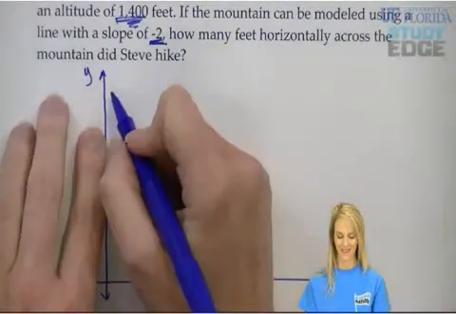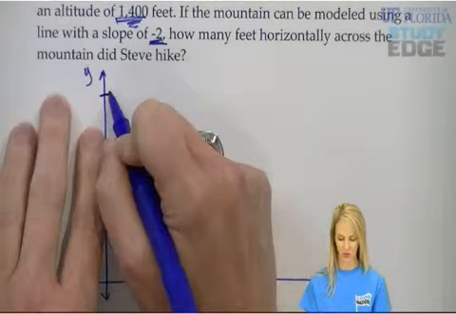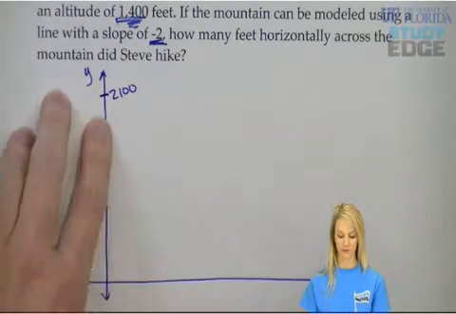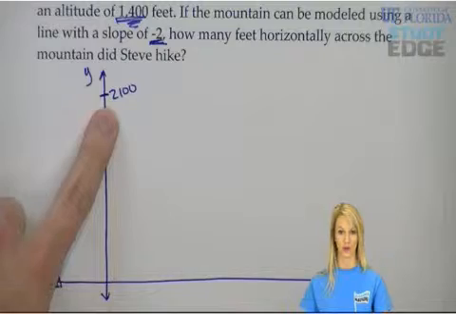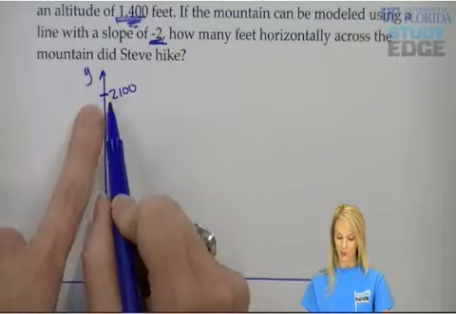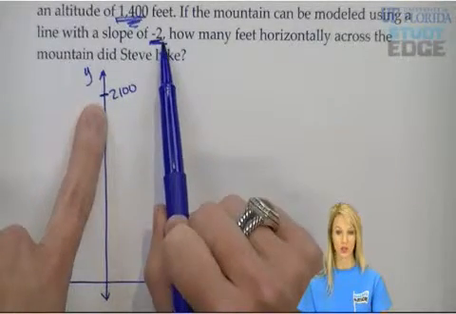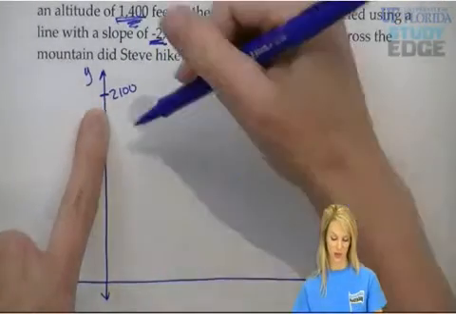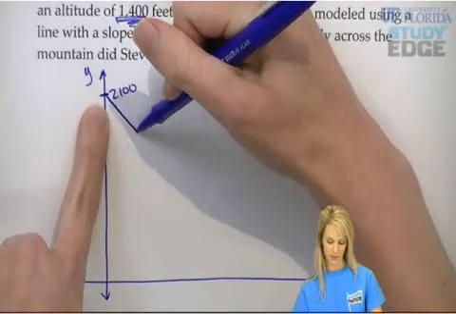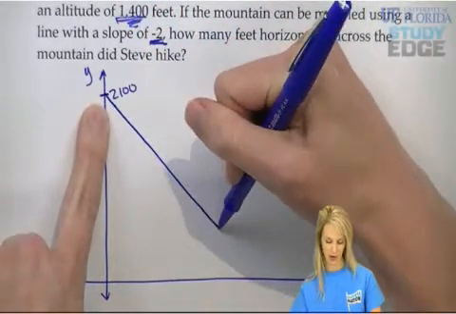So we started at an altitude of 2,100 feet. Well, we know he's hiking, and he's going down the mountain, and the slope of it is -2. So a negative slope means we're going down: as x gets bigger, y is getting smaller.